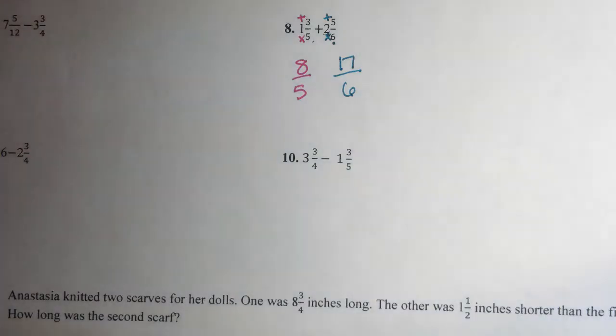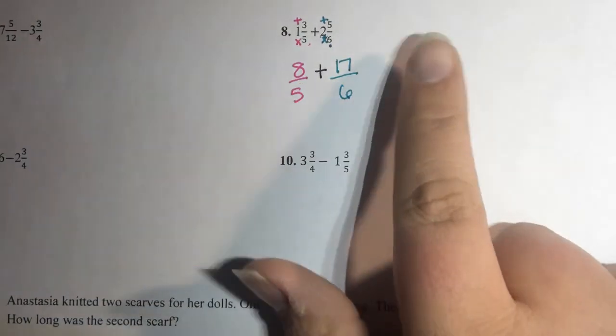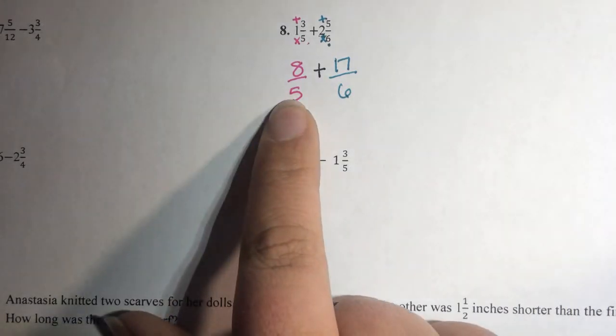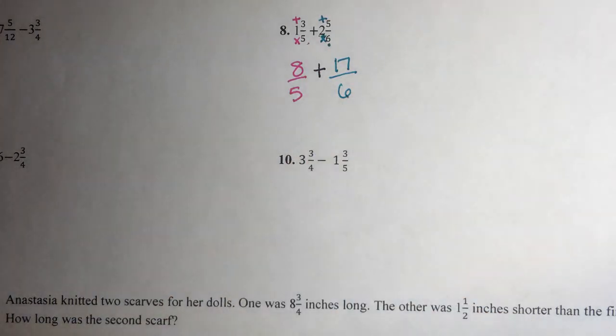Okay, there was a plus sign between those. I would love to just add straight across the top, and I can't do that until I'm talking about the same thing. The first fraction is talking about fifths, and the second fraction is talking about sixths. So I have to find a common denominator so they can talk about the same thing before I can add straight across.